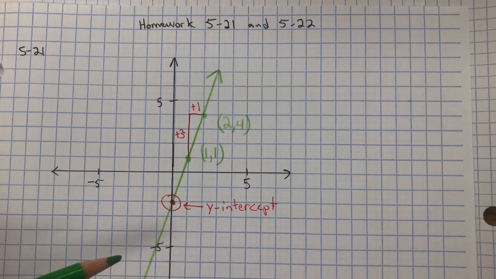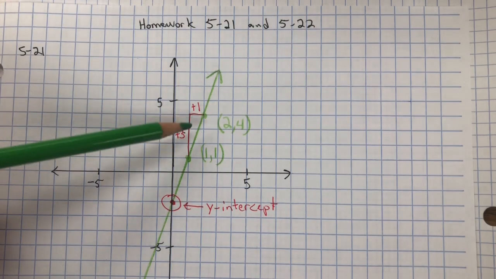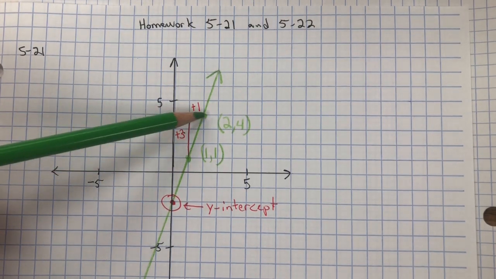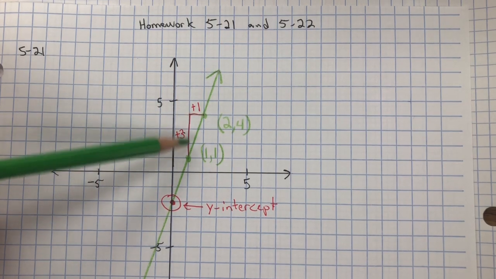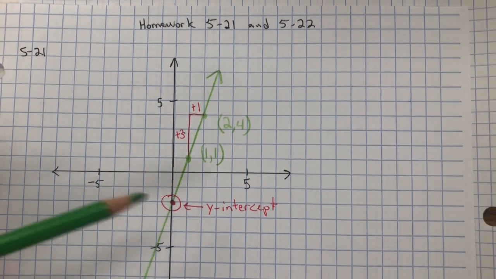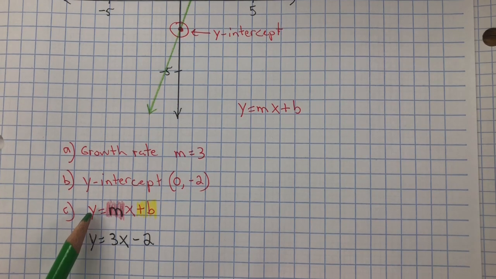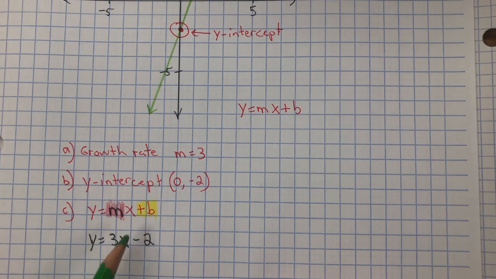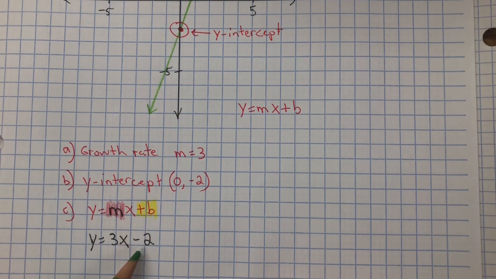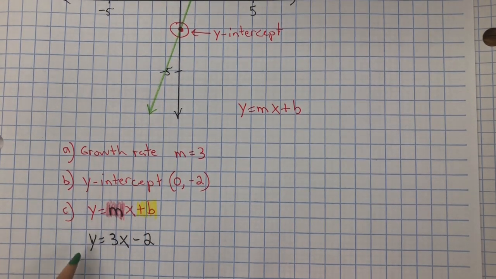What is the equation of her line? To find the equation, we need to take the growth rate, 3 over 1, which is the slope or rate of change. So 3 over 1 is 3, and the y-intercept. In slope-intercept form, or y = mx + b form, the b is the y-intercept, so it was -2. The slope or rate of change is 3. So y = 3x - 2.